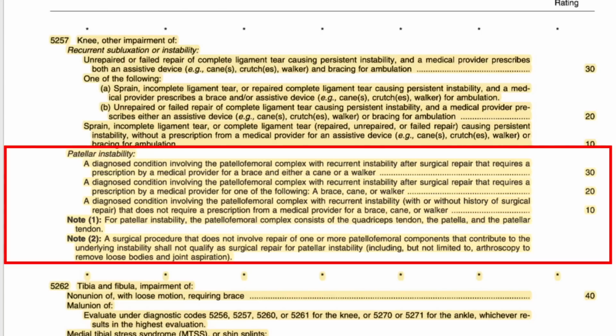And so, similar system: surgery, brace and a cane, just a mixture of braces and canes and surgery and stuff like that. The patella is the bone that overlies your knee, your kneecap, just for simple terms. Okay, so that's patellar instability.